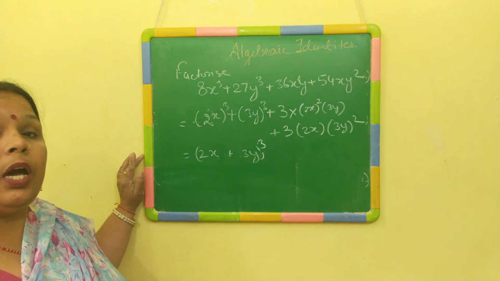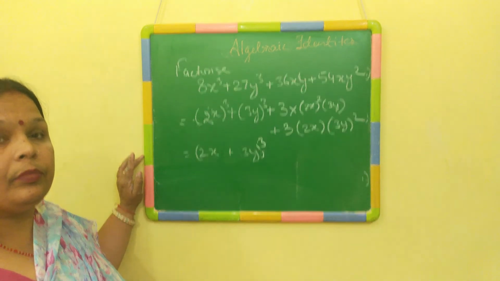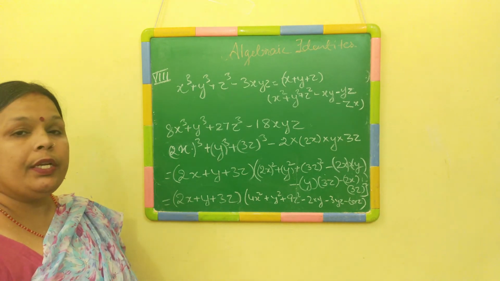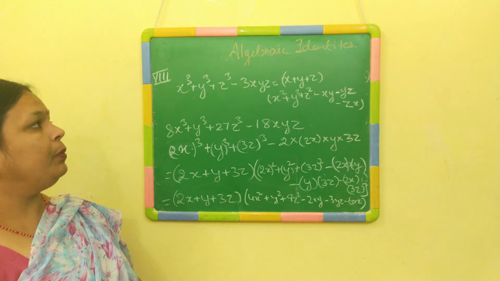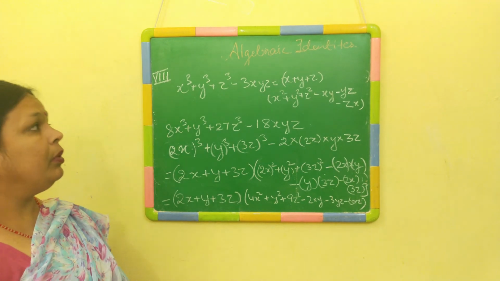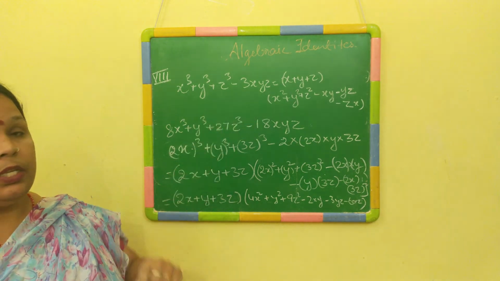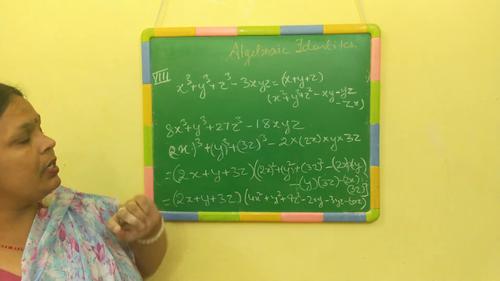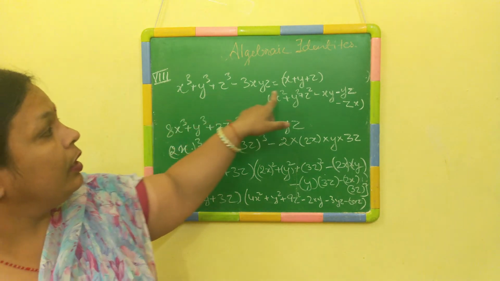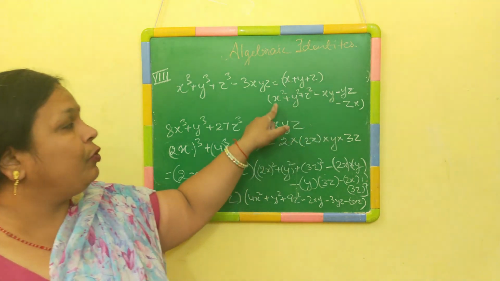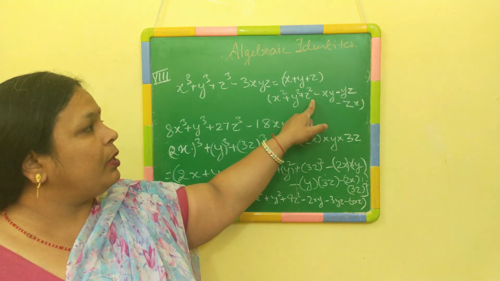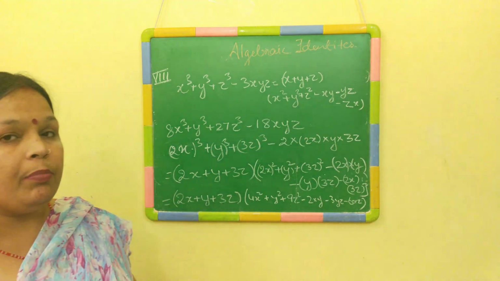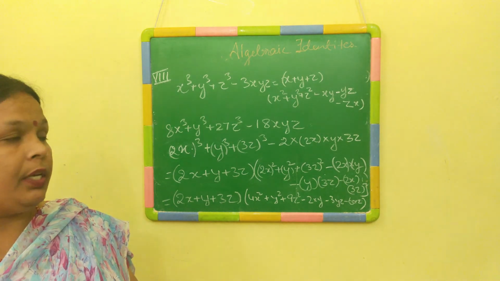Now we will take the last identity. The last identity is a cube plus b cube plus c cube minus 3abc, or x cube plus y cube plus z cube minus 3xyz, is nothing but (x + y + z) into (x square plus y square plus z square minus xy minus yz and minus zx).